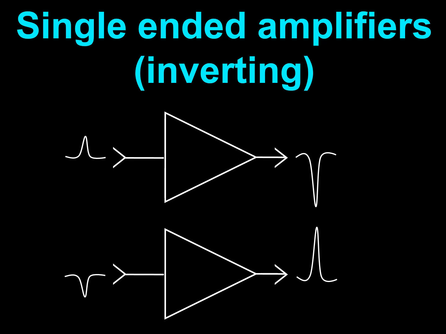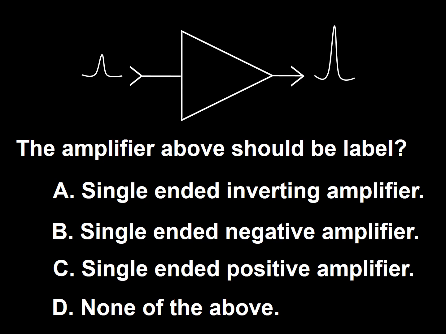The single-ended inverting amplifiers are often labeled by introducing a negative sign inside the triangle, as I have done in this frame. So the answer to this question is C.